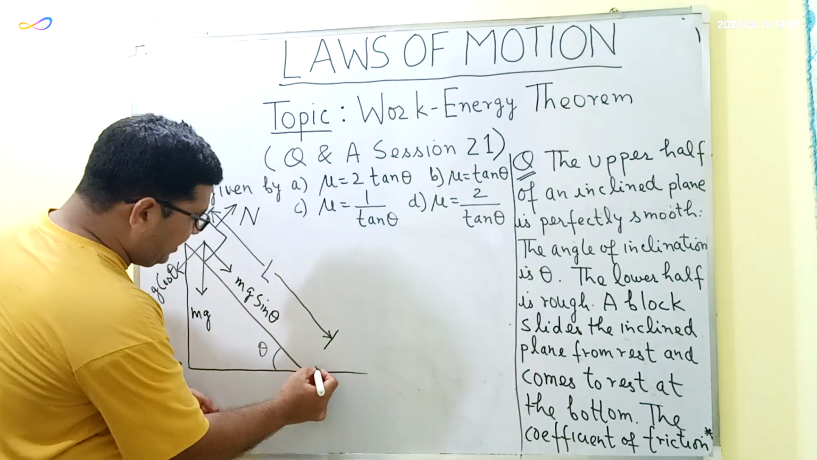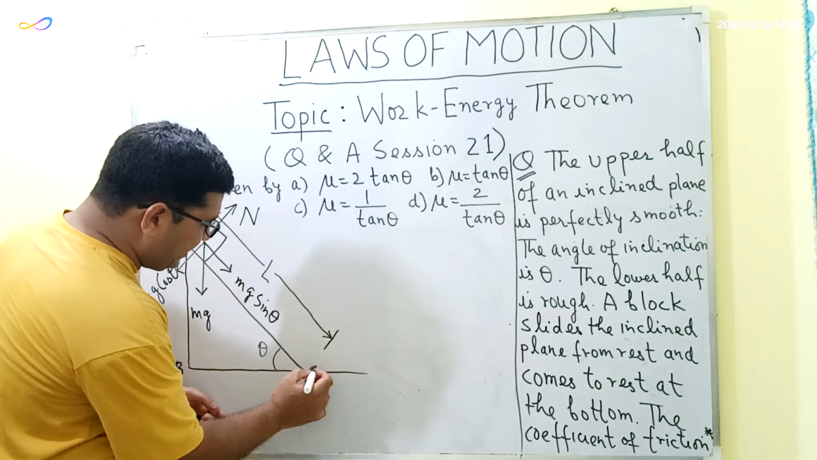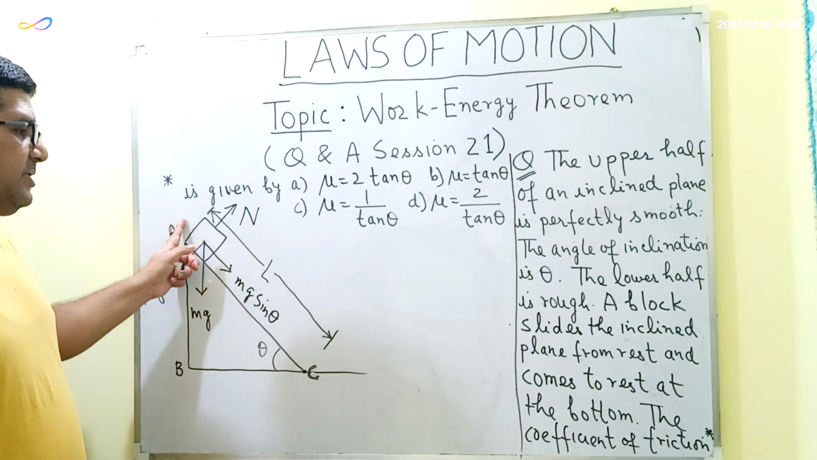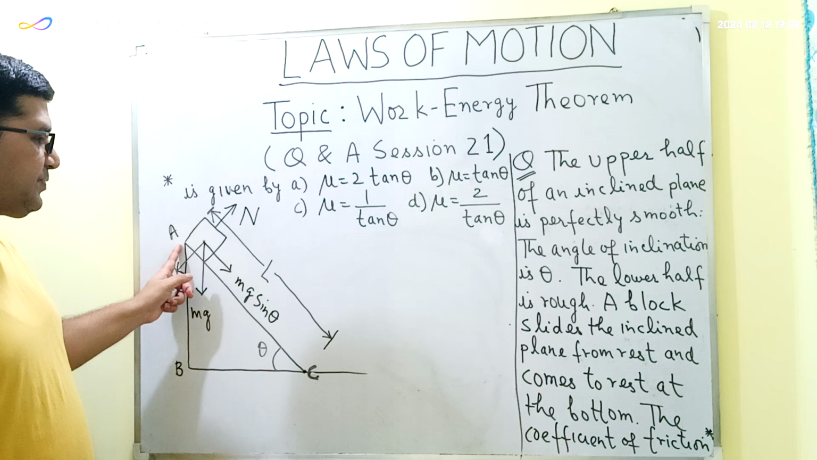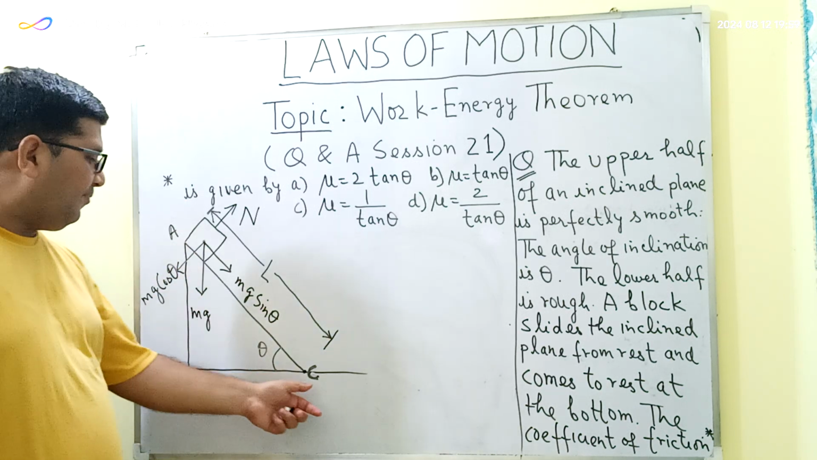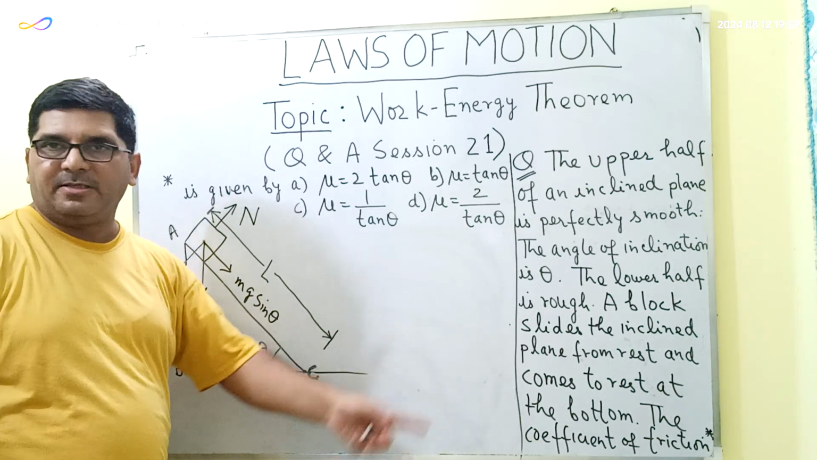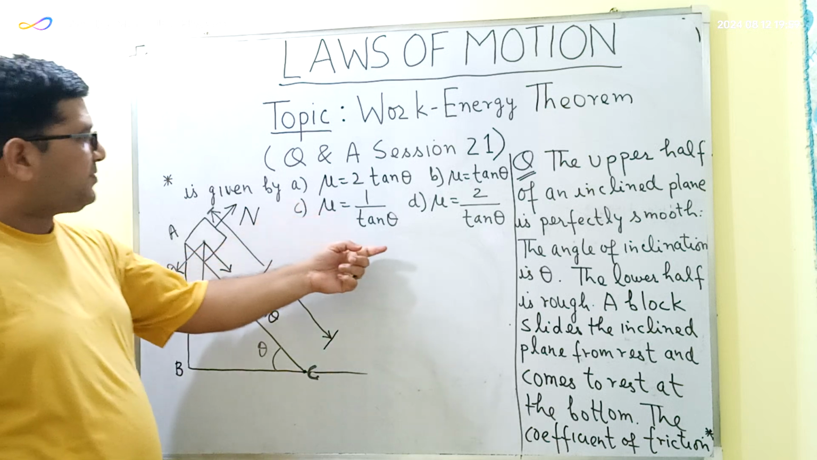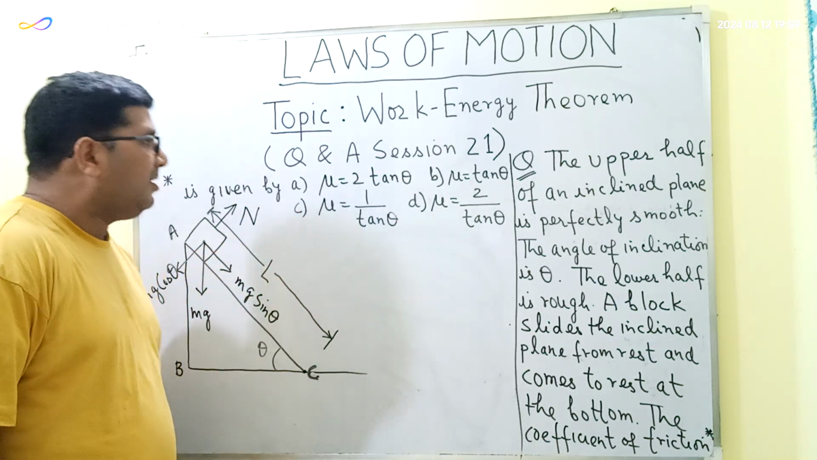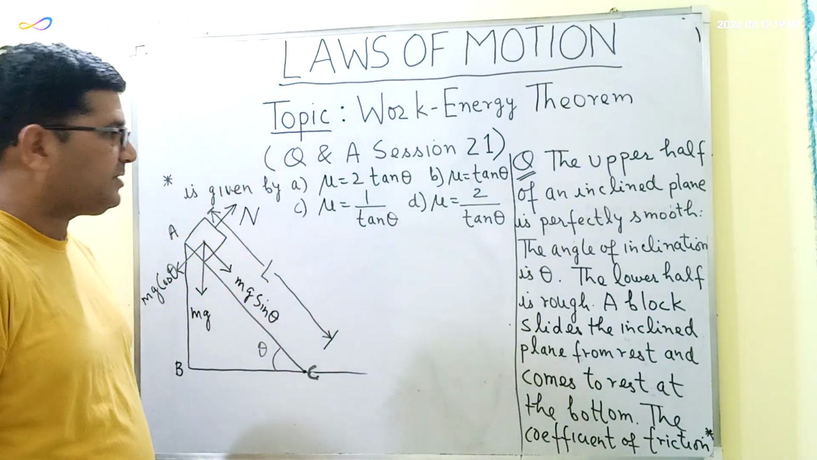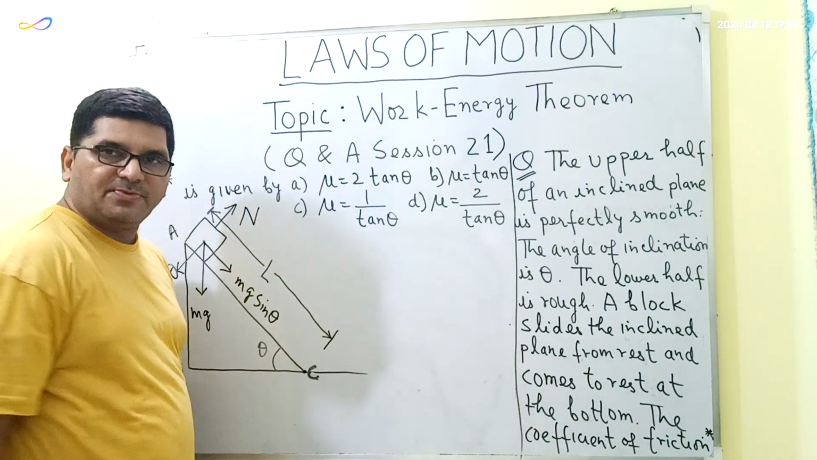This is the bottommost point of this inclined plane, which I have depicted here with C. The block, which is initially at rest at the topmost position of this inclined plane, comes down to rest at the bottom by sliding. The coefficient of friction is, there are four options here and we have to find the correct one. Here we will be using the work energy theorem in order to solve this question, and this is going to be solved in a couple of steps.